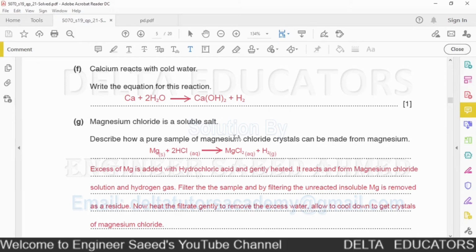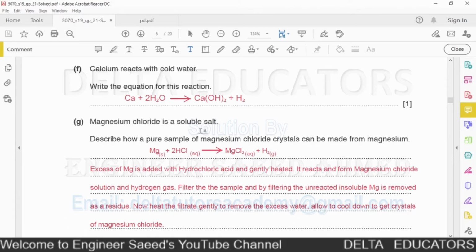Now this magnesium chloride solution is heated gently. When we heat gently, the excess of water is removed and it is cooled down slowly, and when we cool down slowly, it will be converted to magnesium chloride crystals.